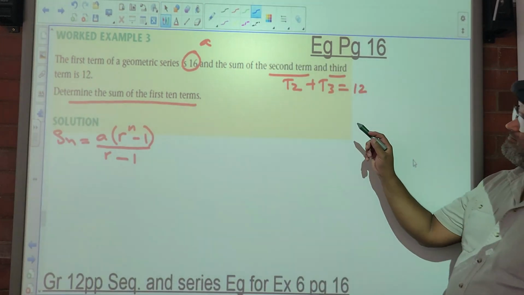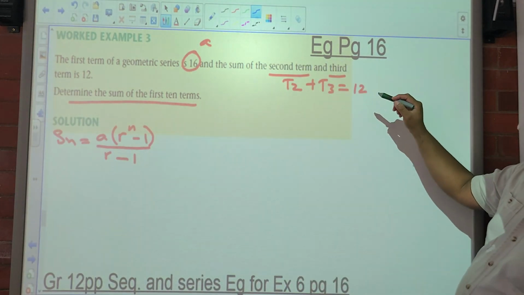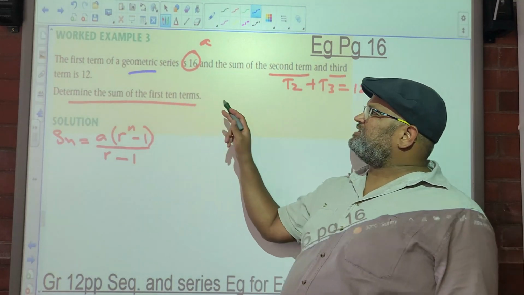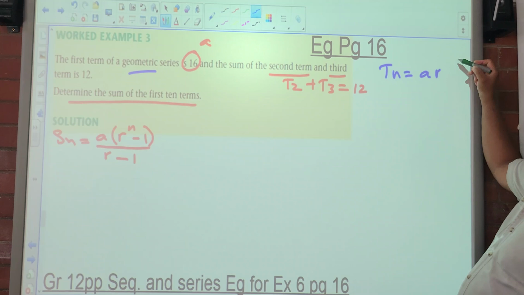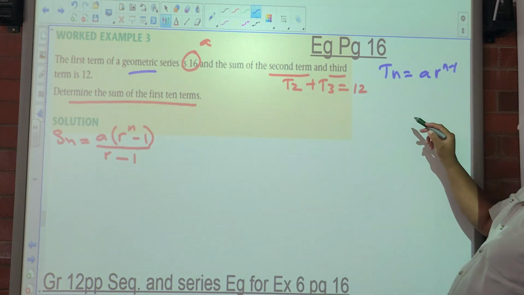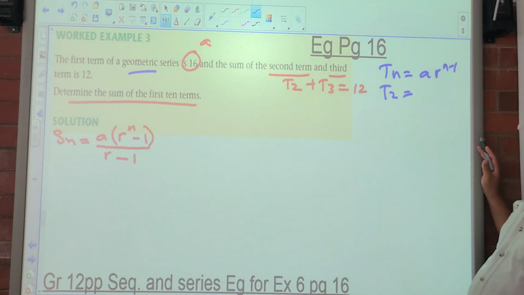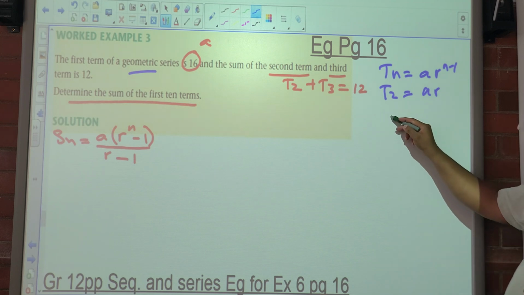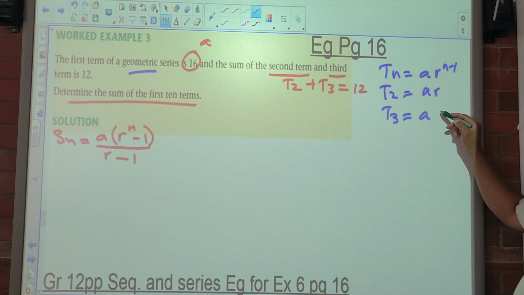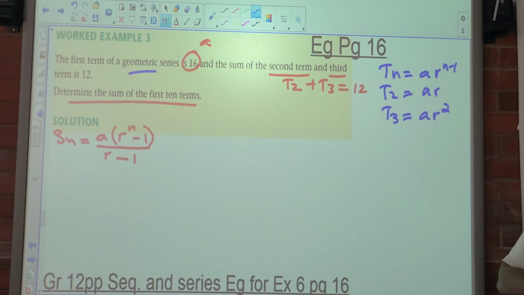So let's go on the side here. What's the general term of a geometric series? Tn is equal to A r to the n minus 1. So what is T2? A r to the 2 minus 1, which is 1. What is T3? A r squared. You all agree with that?